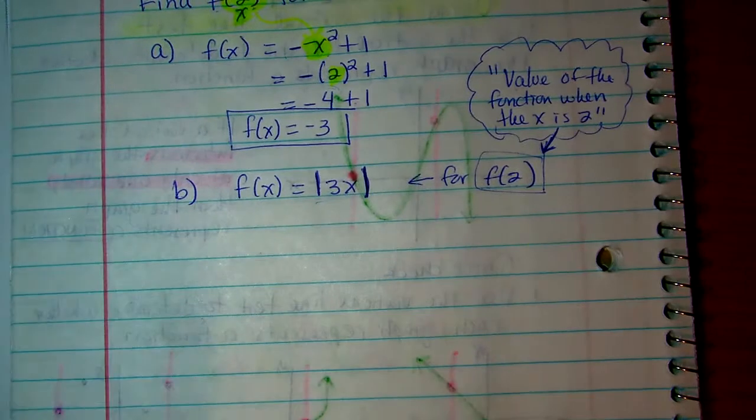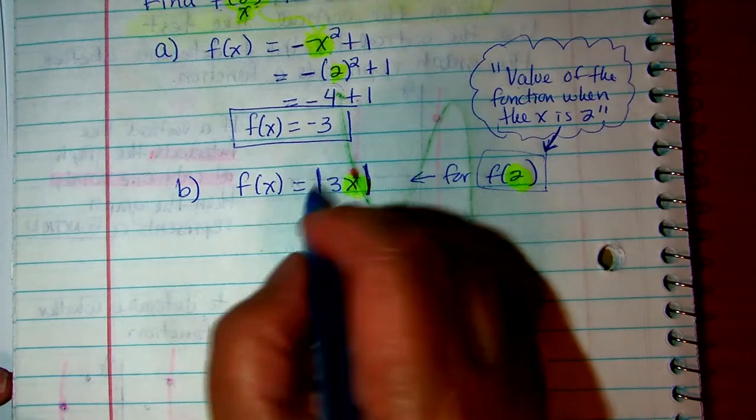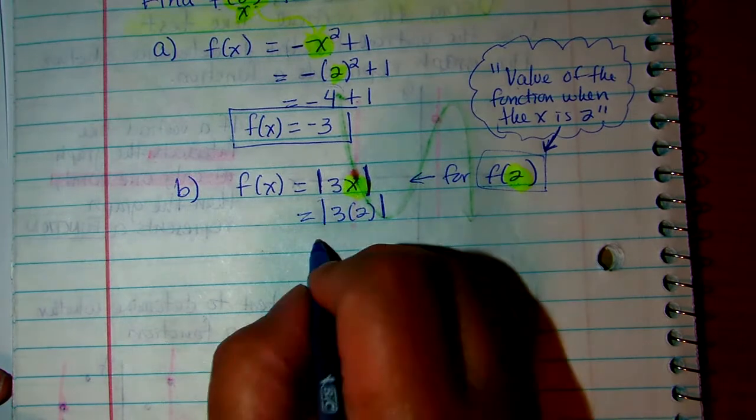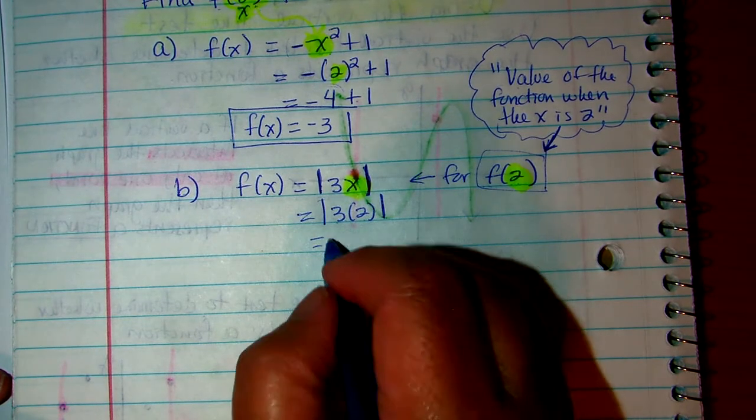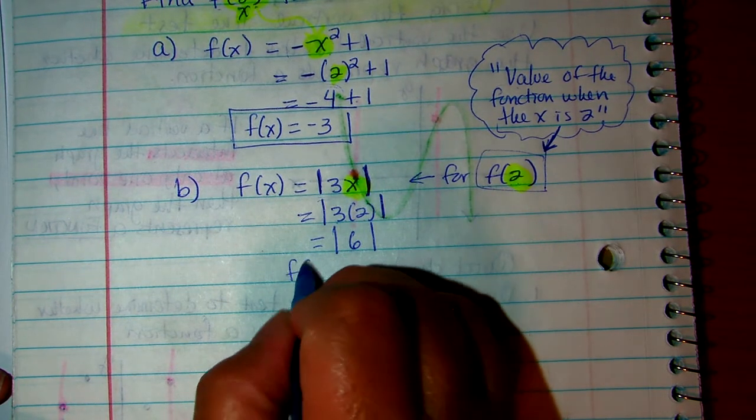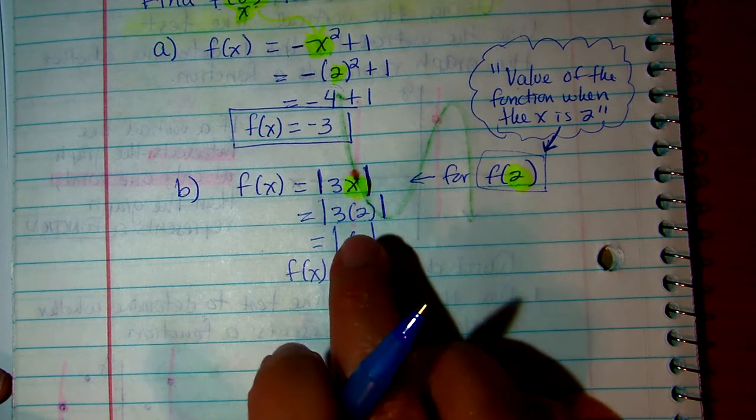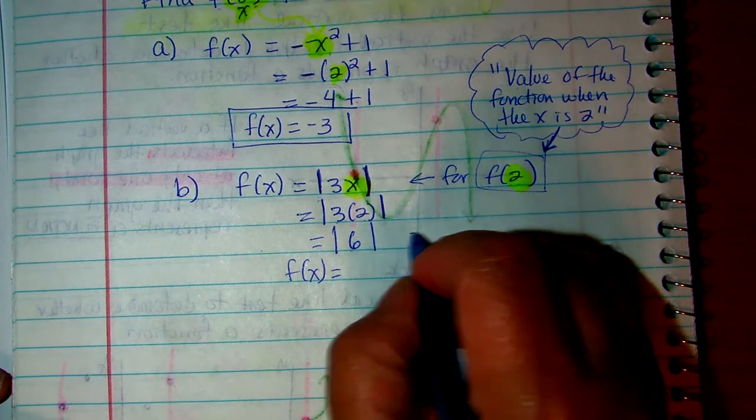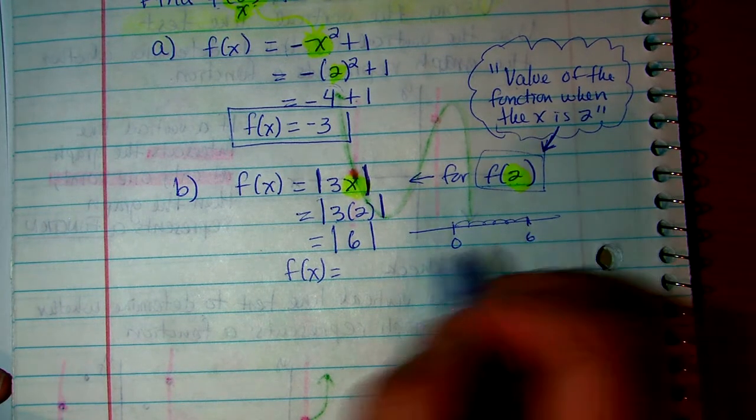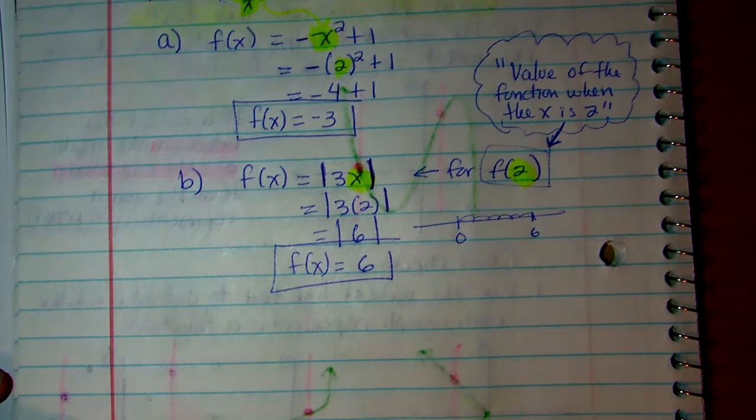So it means that we're going to plug in the 2 here. We're going to put it right here: 3 times 2, in the absolute value. So what is 3 times 2? 6. What is the absolute value of 6? Remember the definition for absolute value is the distance away from 0. So how far is the 6 away from 0? 6 units. So the value is 6, and that is your answer.